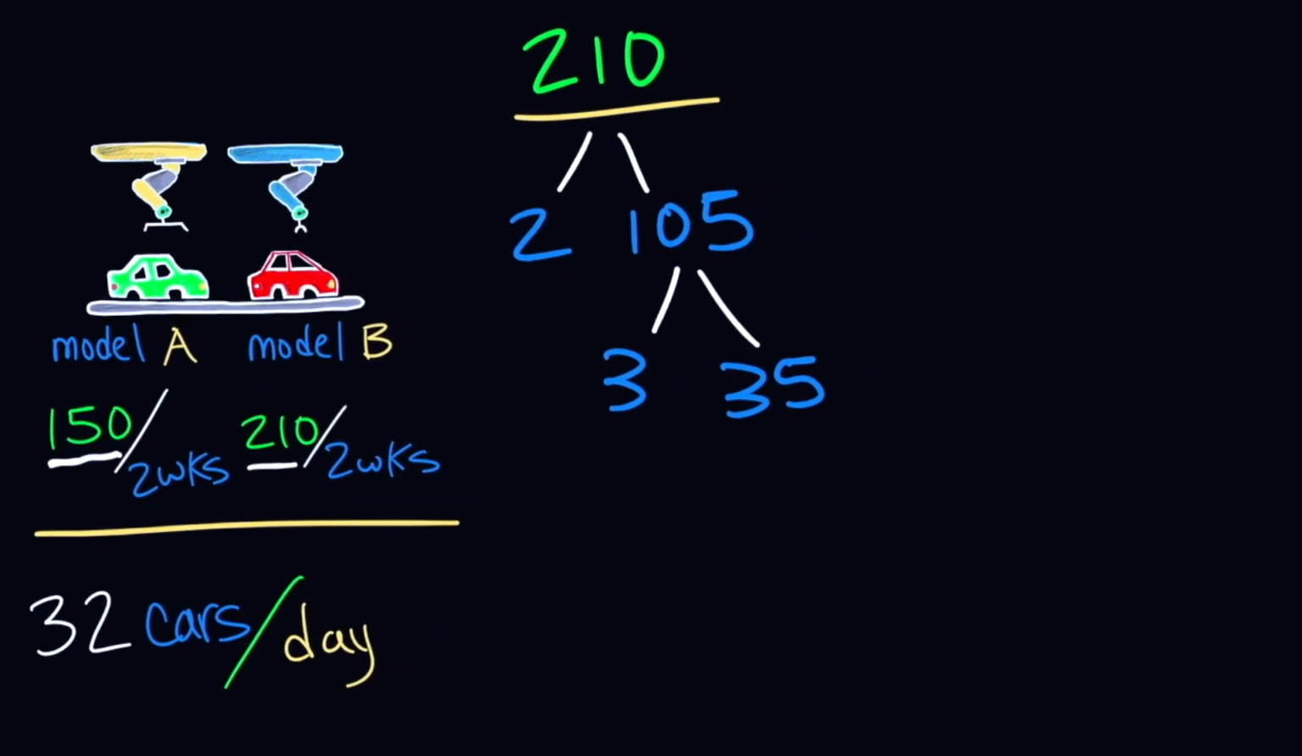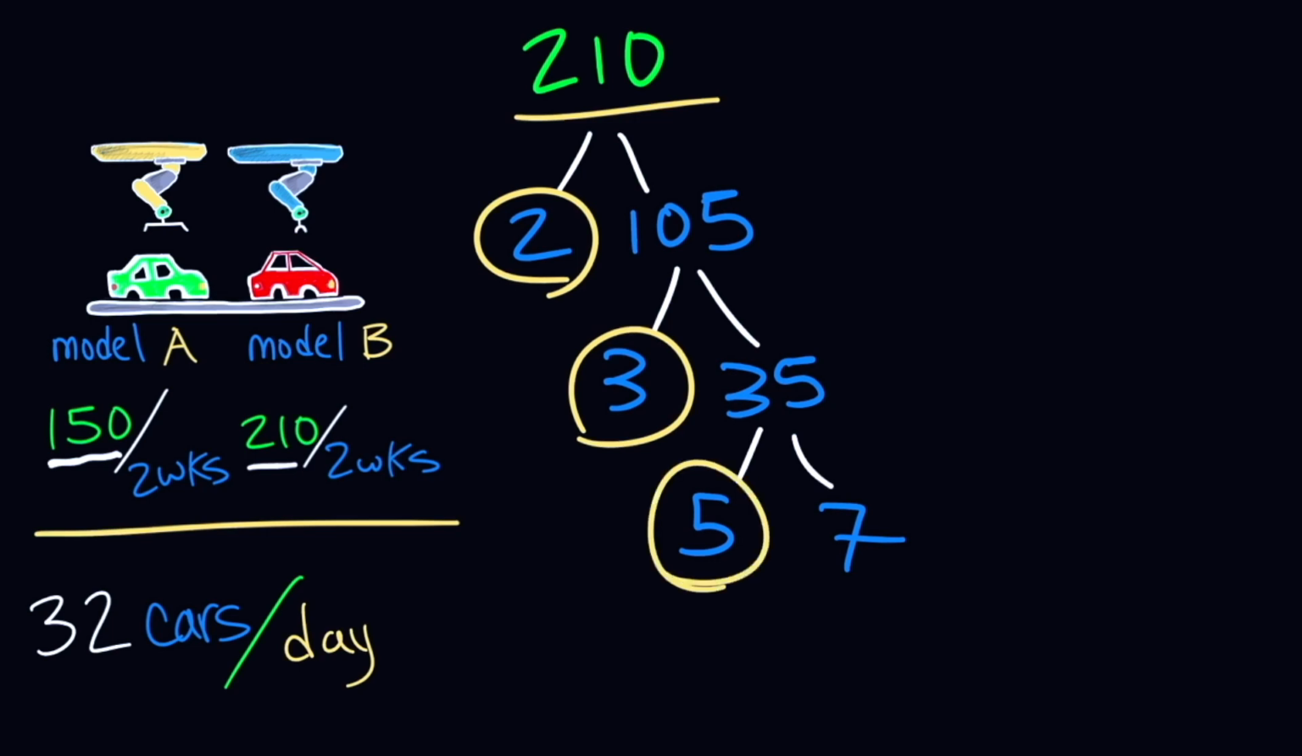Does 2 go into 35? It does not, because 35 is not even. Does 3 go into 35? It does not. So let's keep going. What about 5? The next prime number, 5 does go into 35. And what is the multiple of 5 that gives us 35? Well, that is 7. All right, and 7 is a prime number, so we are done. So we've got 2, we've got 3, we've got 5, and we've got 7.